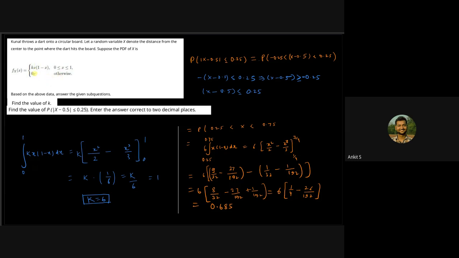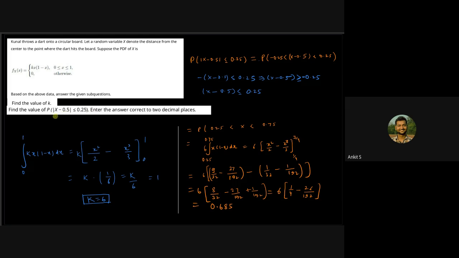Here we don't know the value of k. So we will use some properties of the continuous random variable to get the value of k. That is, we integrate the PDF over the full range of values that the random variable can take, and we equate it to 1. Then we will get the value of k, which comes out as 6. We put the value of k here, so we will have the complete information about the PDF. And then using this PDF, we can calculate the required probability.